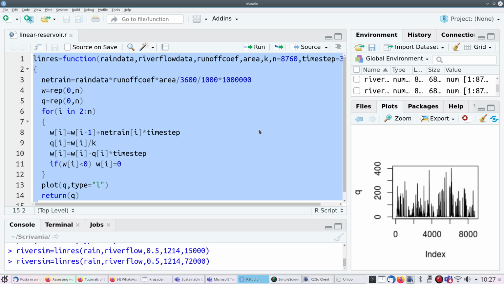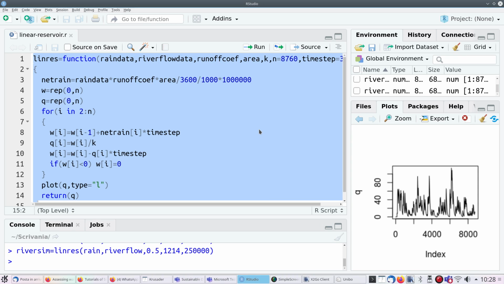At this stage, let's run the new simulation in the console. And you see that we got a much more reasonable simulation because now we decreased from 400 to 200. It's still too large, so let's bring it to 150,000. It's still too large, so let's increase again to 250. And now we are almost there. If you compare this simulation with the plot of the river flow, you see, we are almost there.